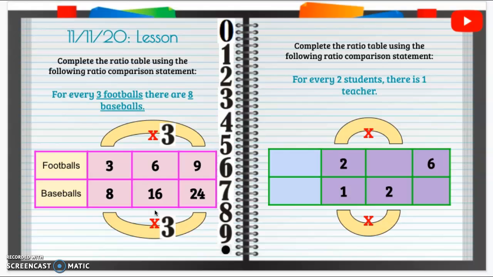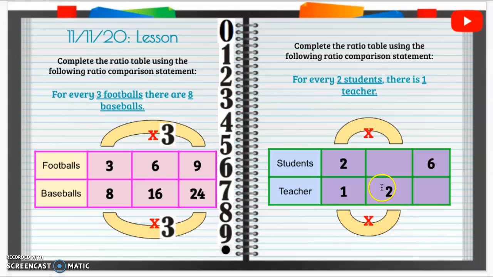All right, so let's take a look over here at this table. It says complete the ratio table using the following ratio comparison statement. For every 2 students, there's 1 teacher. So 2 students, 1 teacher. For every 2 students, here's our 2. Students is first, so I'm going to put students here. I'm going to label my table. For every 2 students, there's 1 teacher. Teacher goes second, on the bottom with that 1. So that's 2 students, 1 teacher.